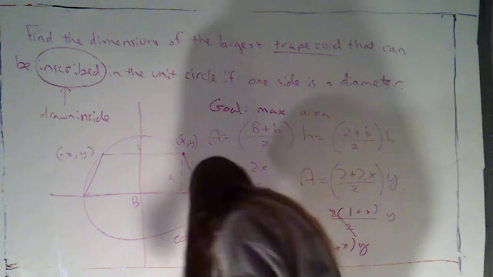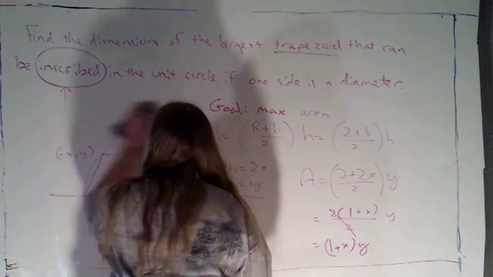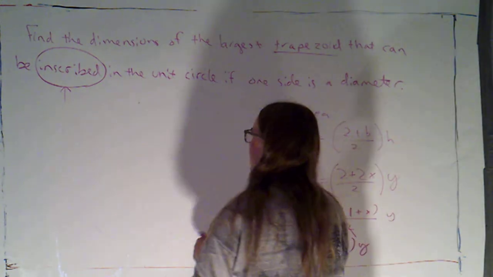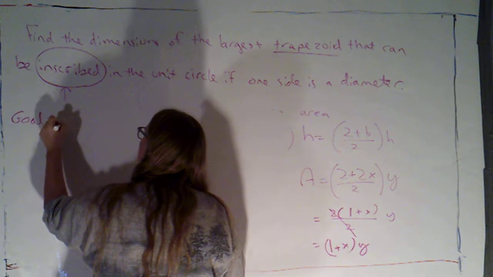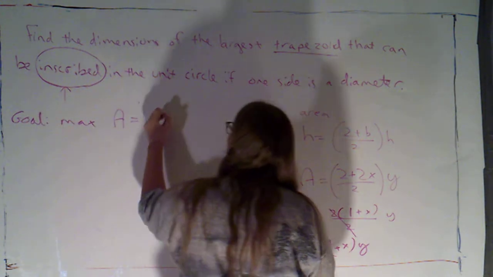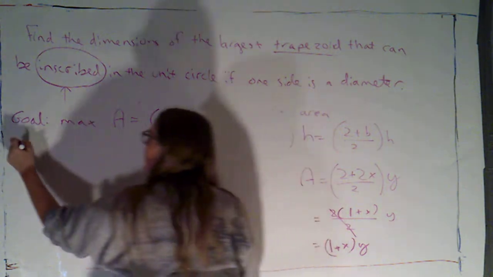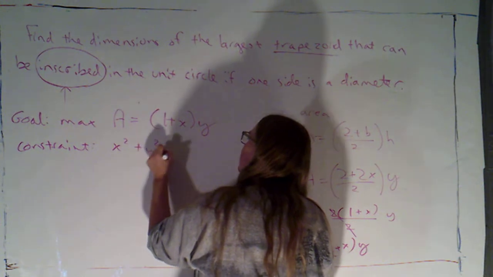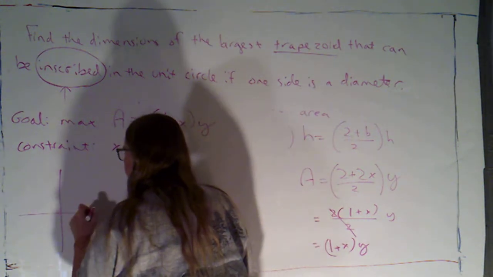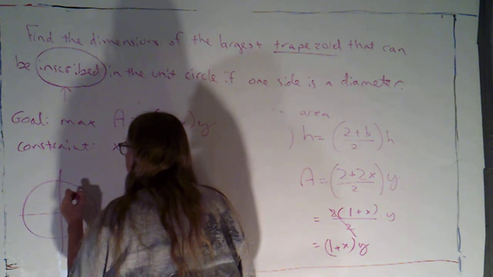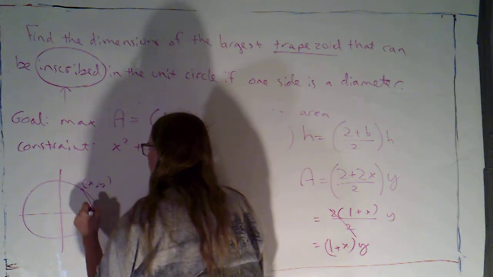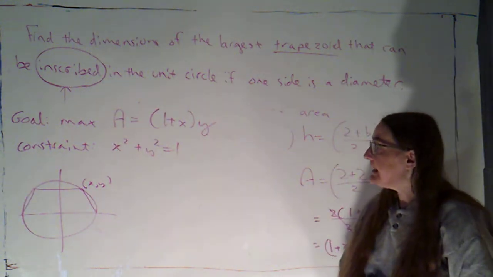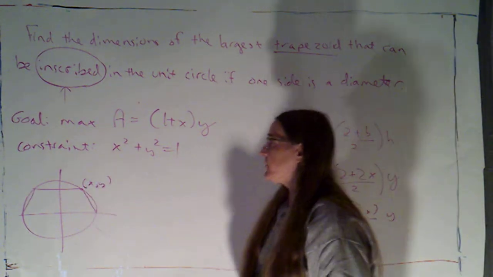Welcome back. Okay, let's see. I'm going to recopy that picture just a little bit smaller in a moment. So my goal was to maximize the area, which we said was 1 plus x times y. My constraint was that that point has to be on the unit circle. And the picture looks something like this, where we're talking about this point xy, which is the corner of the trapezoid that actually lies in the first quadrant.